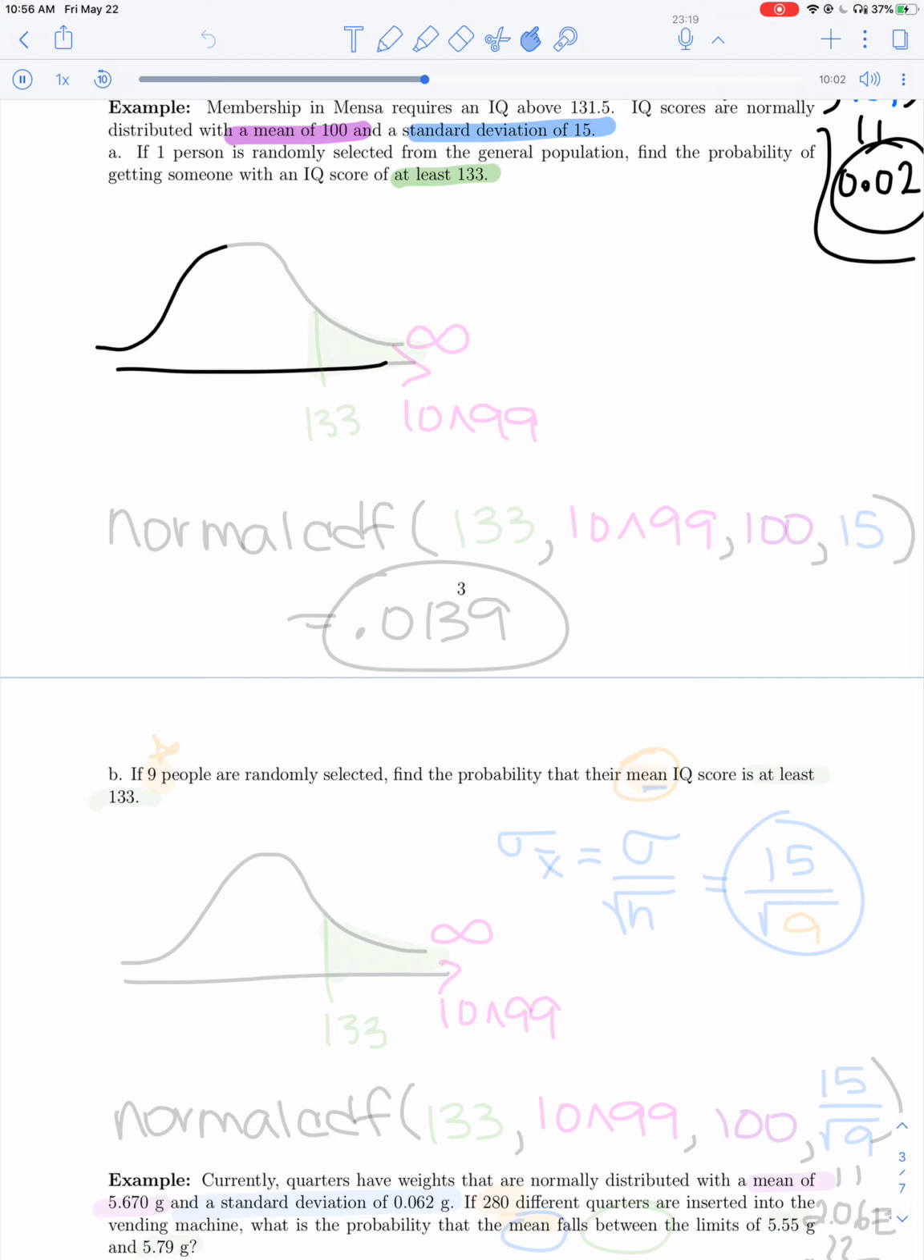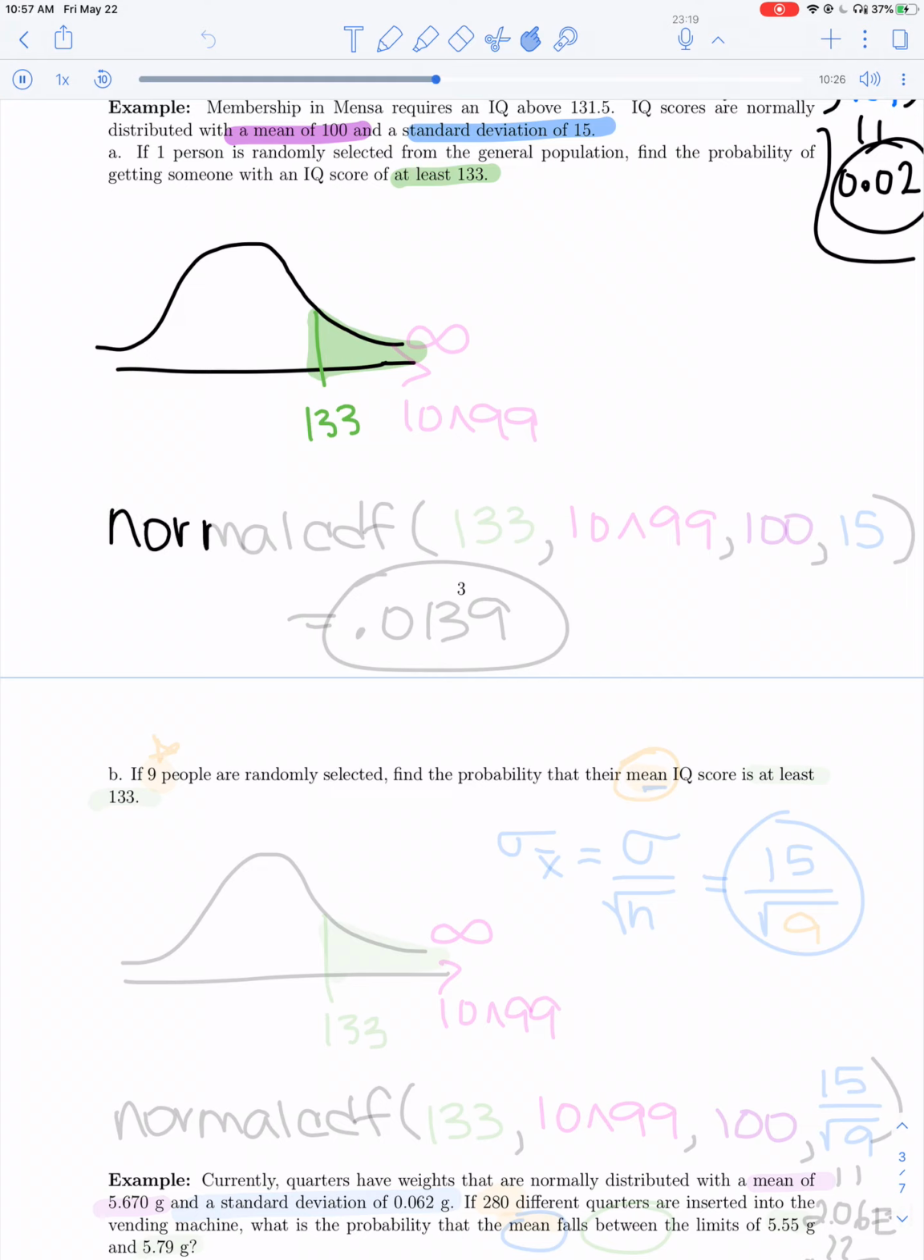So we'll start out with our normal picture, a normal curve. We'll talk about the fact that we want IQ scores of at least 133, so it's greater than 133, so this right area. And we're just talking about one score, so I'm just going to do this normally.